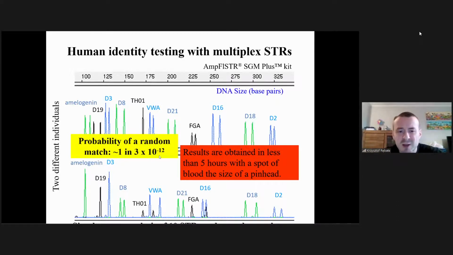This is trillion in English, once per 3 billion in Polish. It is once per 3 trillion people.